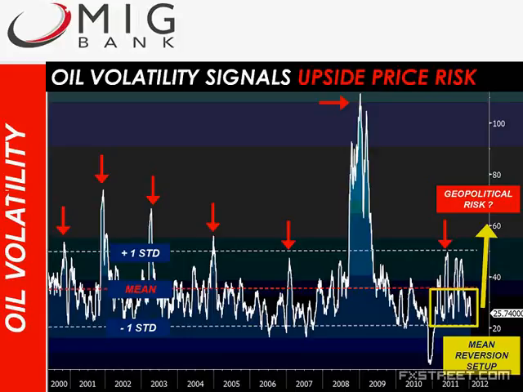Okay, so this chart is basically, in a nutshell, oil volatility over the last 10 years, currently trading below the 10-year average, suggesting that there is potential, small at the moment, but growing potential for a mean reversion and price spike over the coming months into the latter part of 2012.